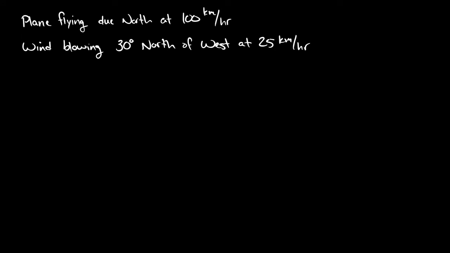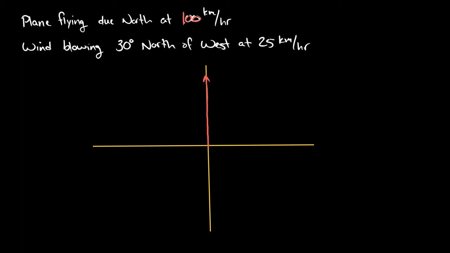Now, I'm going to continue to try and draw what's happening here. But I'm also going to recognize that I have two vectors and a result. The plane, which I'm going to put in red, is going 100 kilometers an hour due north. Just like that. The wind, on the other hand, I want to add the wind. To add that, the vector gets added right there to the tip of the first vector. And it's 25 kilometers an hour, 30 degrees north of west.